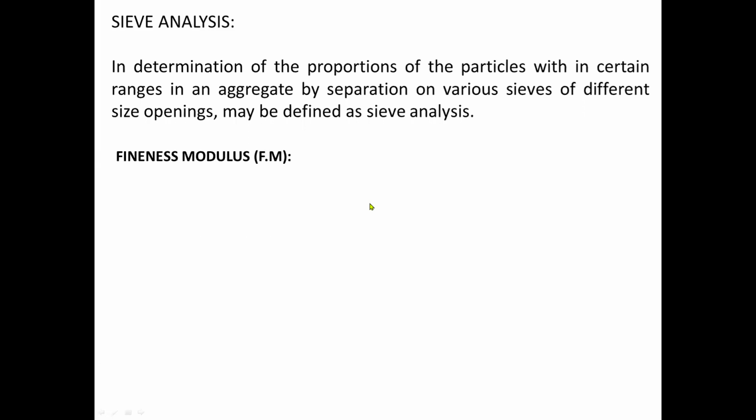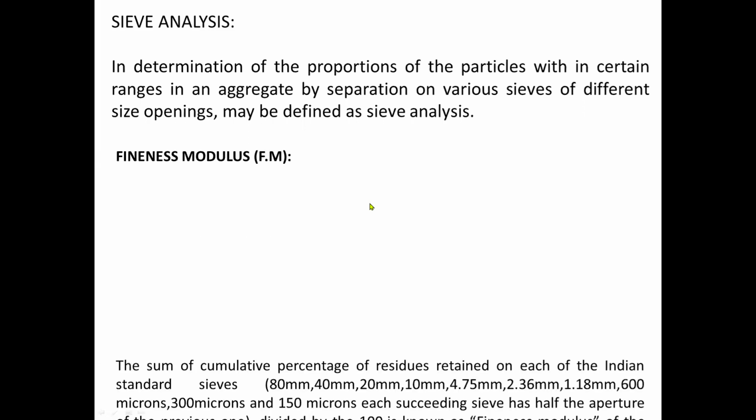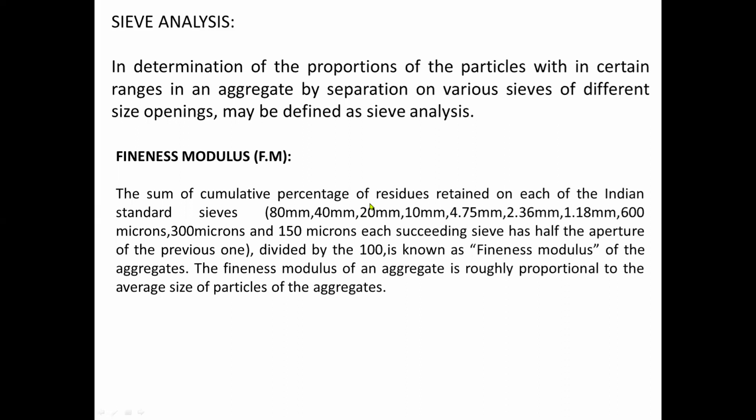Then we have the fineness modulus, or FM, the sum of cumulative percentage of residues retained on each of the Indian standard sieves. First, we have the 80 millimeter, 40 millimeters, 20 millimeters, 10 millimeters, 4.75 millimeters, 2.36, 1.18, 600 microns, 300 microns, and 150 microns.